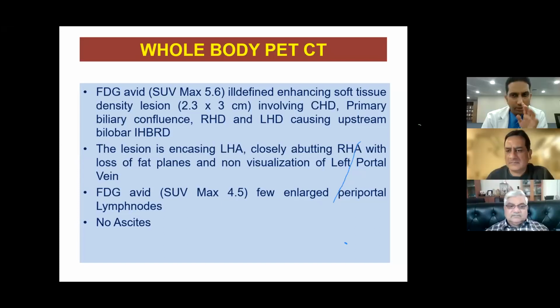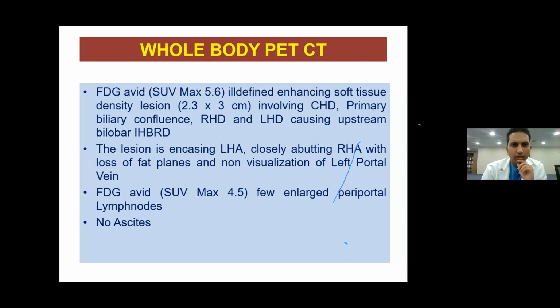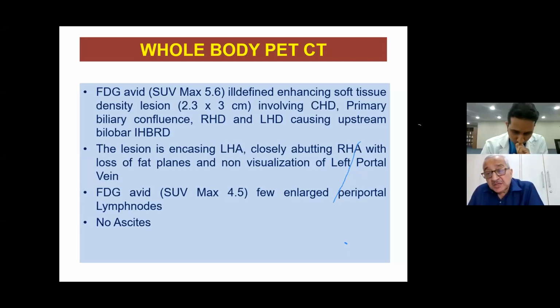It was closely abutting the right hepatic artery, and it had lost fat planes with the left portal vein. Some FDG avid lymph nodes were seen in the periportal region. There was no ascites. For the cholangio, a question, Adesh: what would be the SUV cutoff that you would consider to be malignancy?